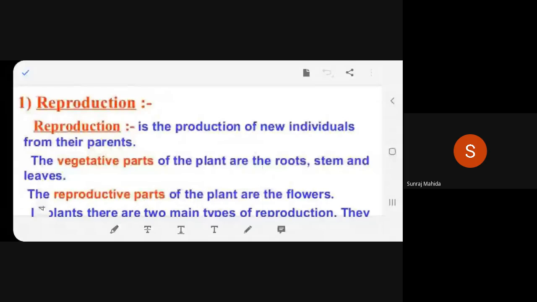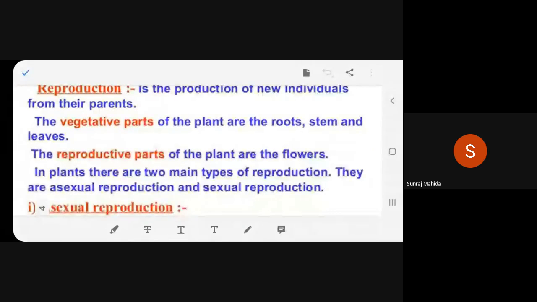Reproduction is the production of new individuals from their parents. The vegetative parts of the plants are the roots, stem, and leaves. The reproductive parts of the plants are the flowers. In plants, there are two main types of reproduction. They are asexual reproduction and sexual reproduction.